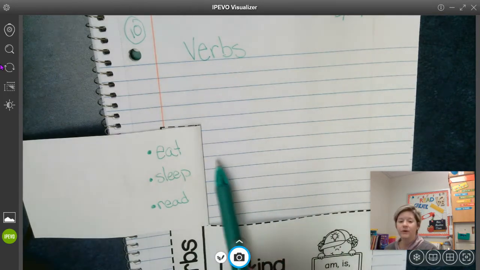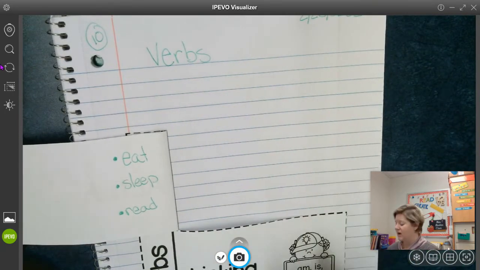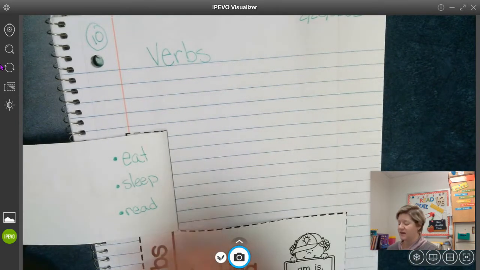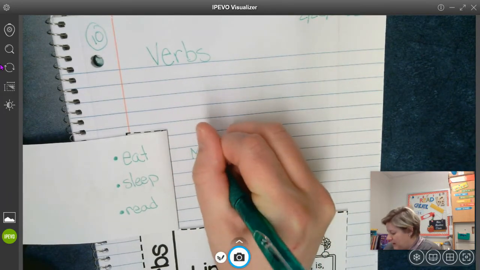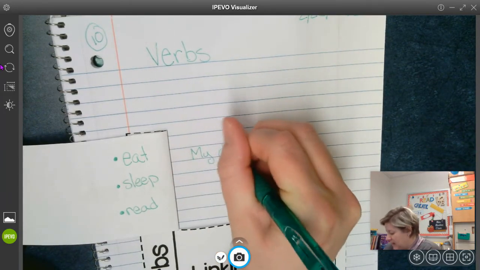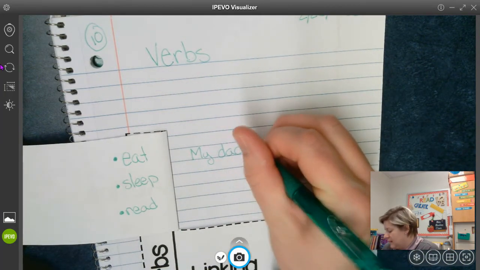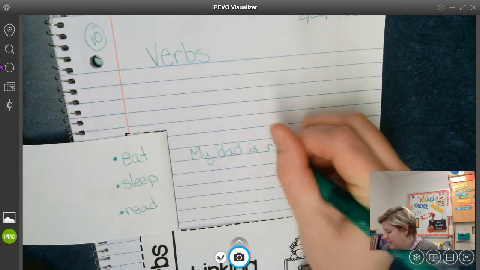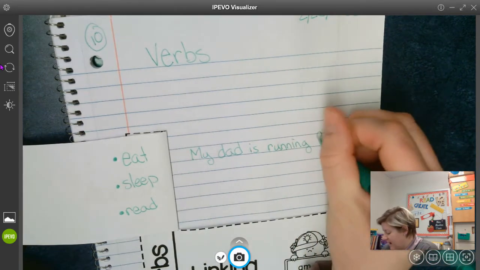Once you've done that, we're going to go on and we're going to write an example sentence right here underneath or on the other side of that flap. Okay. So my dad is running fast.